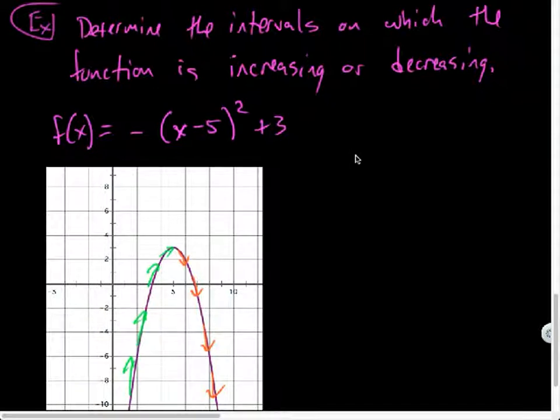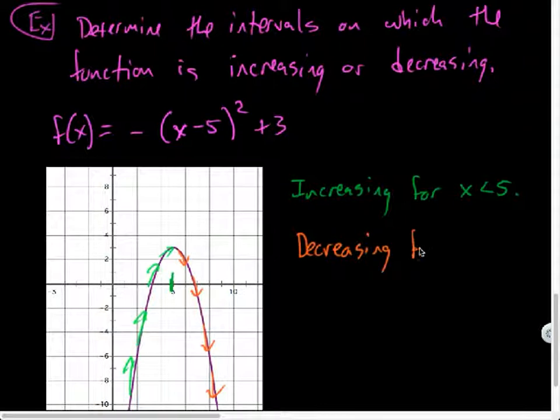So over what interval is it increasing? Well, it looks like 5 is the changing point right there. So it is increasing pretty much for x is less than 5, right? And it is decreasing for x is greater than 5. Right? So that's not too shabby.